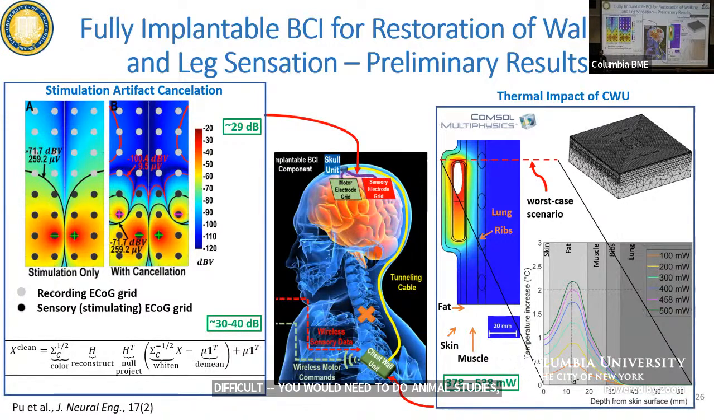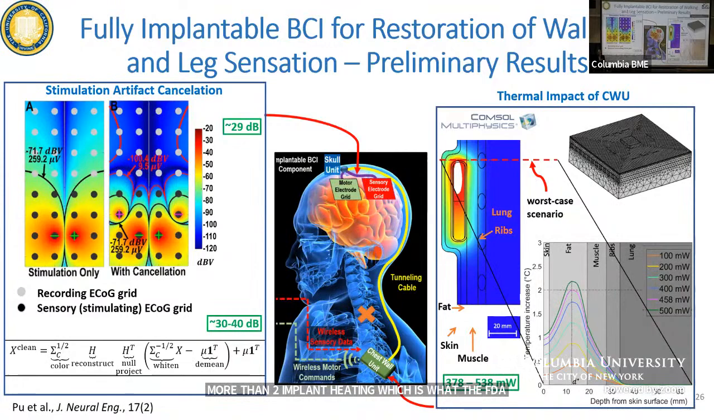In terms of the power budget that can be burned without causing more than 2 degrees of implant heating, which is what FDA mandates as a safe thermal threshold, we can estimate about 400 microwatts of power can be burned here.